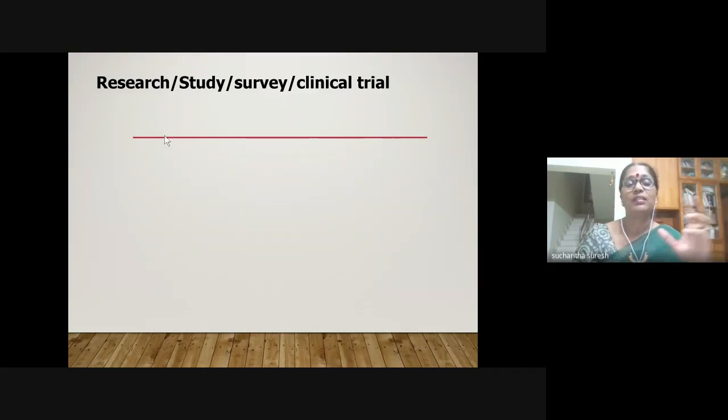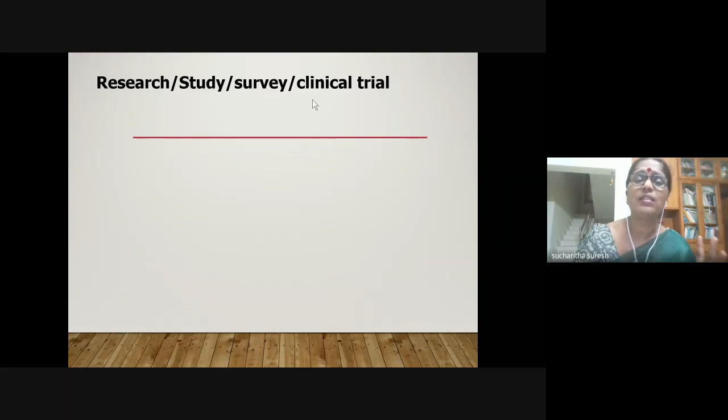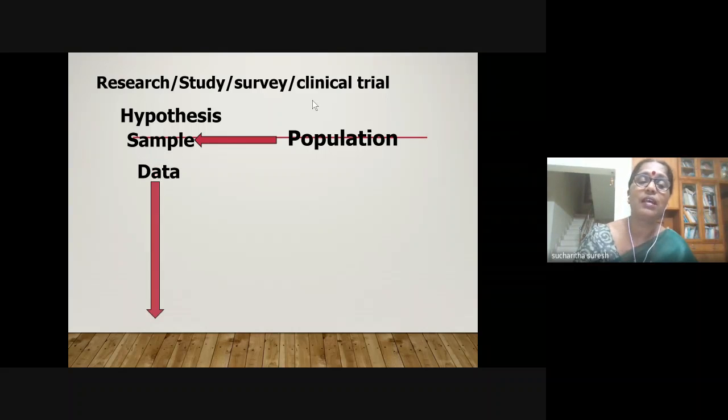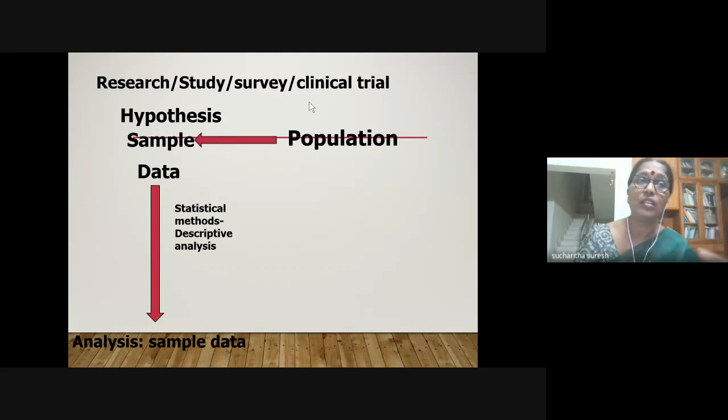Okay, now see, we have research or study or any survey, or in the medical field we have clinical trials. In these trials and all research we do, we have a certain hypothesis. And to prove this hypothesis we need data, so we take a sample, and this sample we select from the whole lot of population. We collect the data for the sample only, and then we analyze this data using statistical techniques. You saw the table which I have given, that is analysis, right? But concentrate here. I have to interpret for a population, not for the sample only.